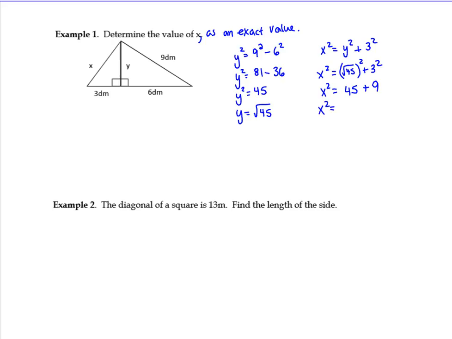That adds to 54. So x is equal to root 54. So we're going to take it one step further. We don't want to put that in our calculator because we want it as an exact value, so I do not want a decimal. We're going to take it a step further, and we should simplify a radical. Okay, so radicals should always be fully simplified.